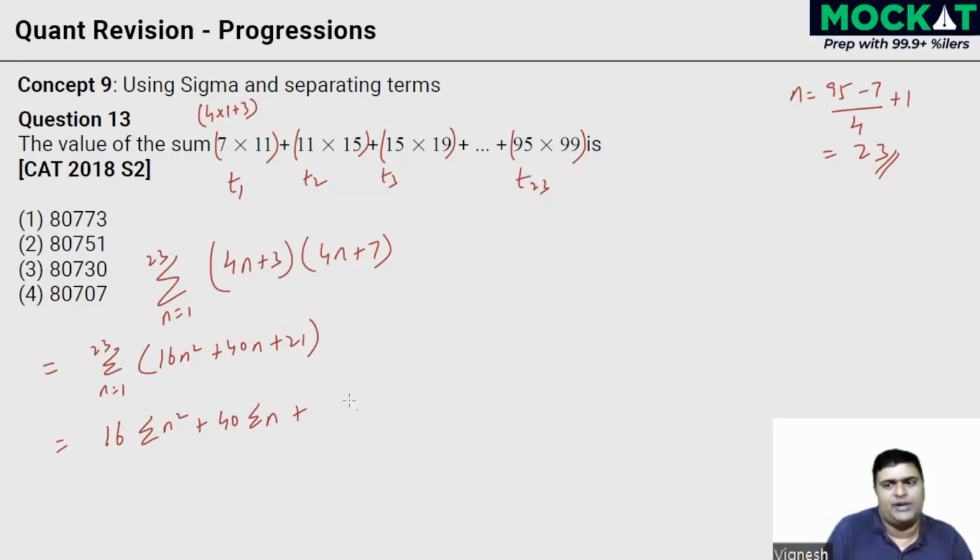23 times I have to add 21, right? 21 for n equals 2. Once again, I'm getting a plus 21. N equals 3, once again a plus 21. So sigma n equals 1 to 23 of a constant is that constant into the number of terms, 23.